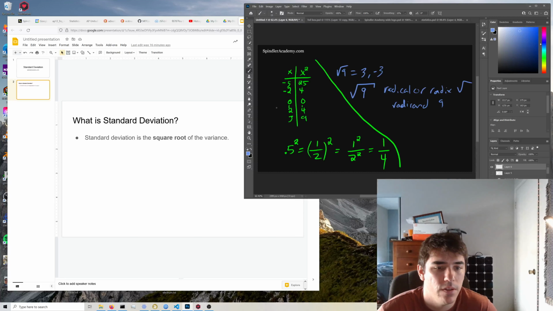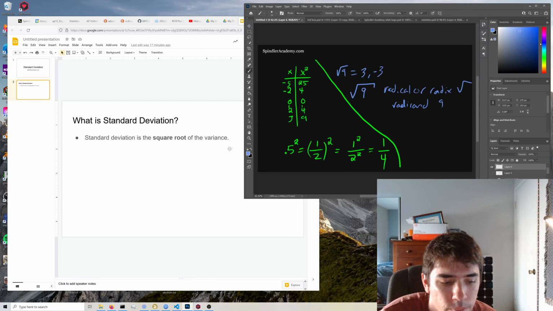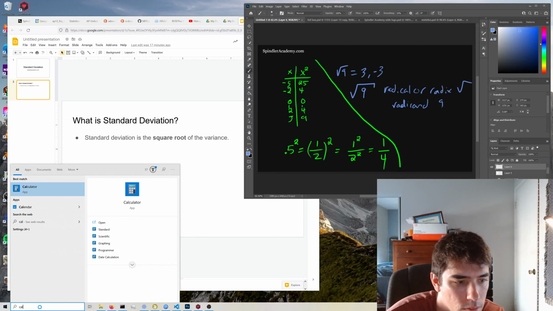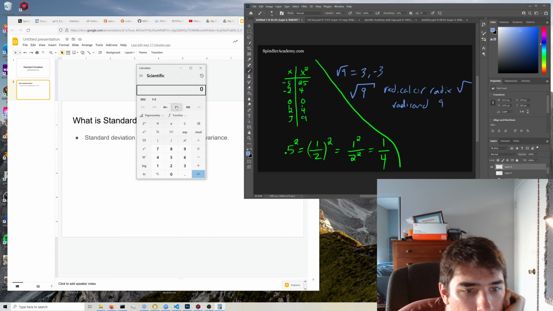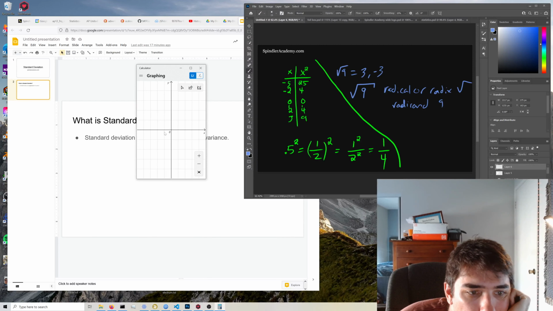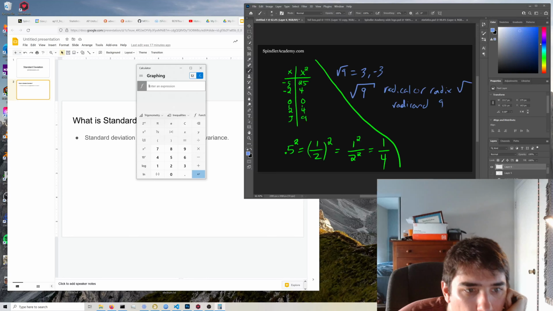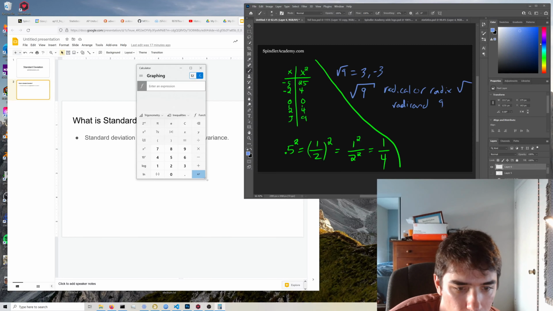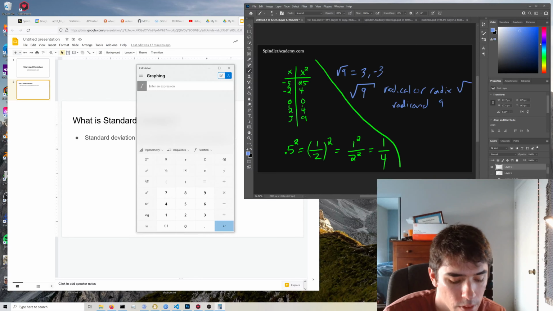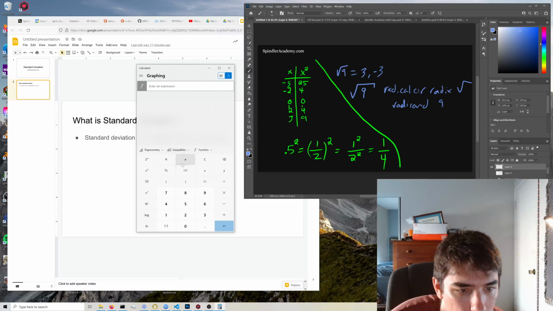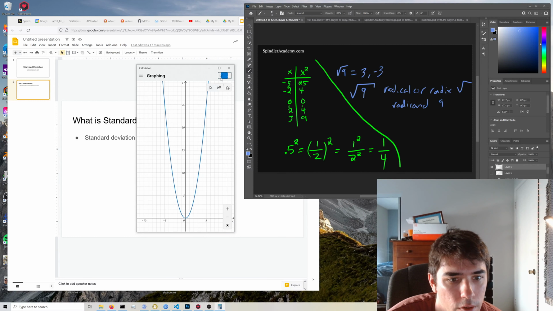So, what am I missing? Basically, the square root is the inverse of the square function. Oh, I should graph them too. Calculator again. If I go to the graphing calculator, oh, this is nice. I didn't know the calculator app had this. We're going to do x squared, x to the 2, and then graph it.